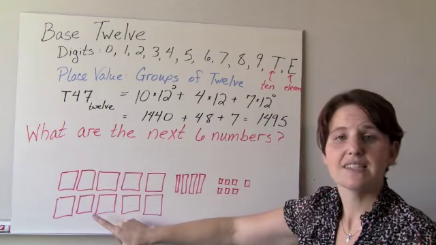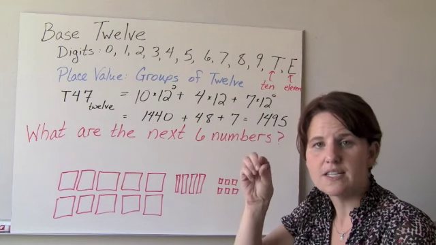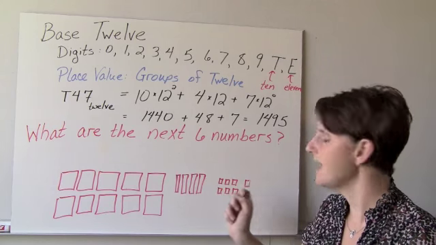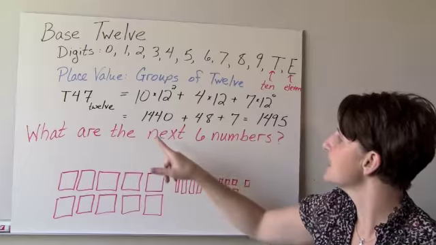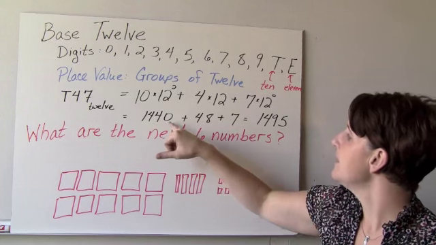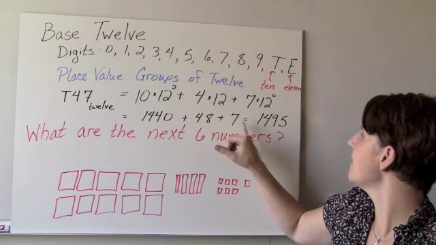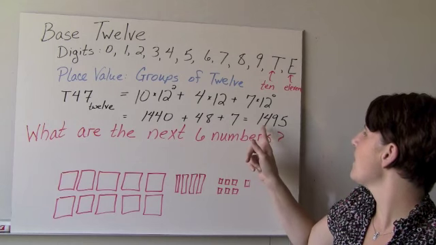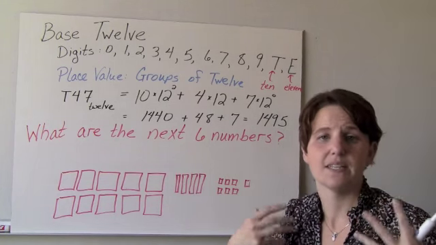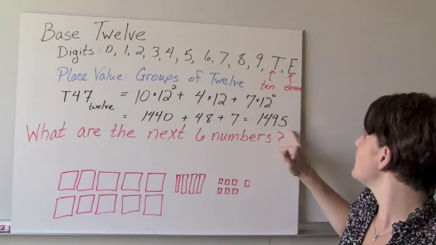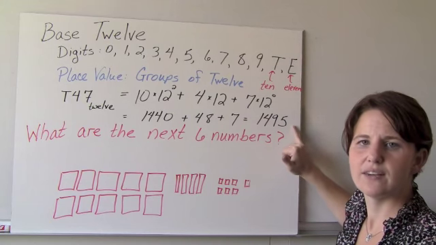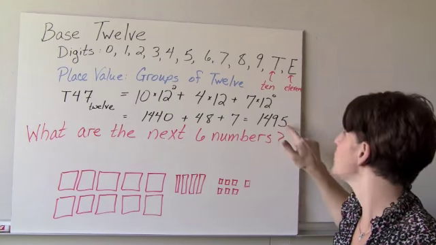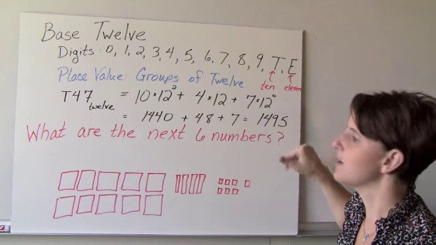Well, each of these flats could be broken into 144 small units. Each long can be broken up into 12 small units. And then the units are already units, so we're going to add all those up. We have 1,440 plus 48 plus 7, and this number, T47 base 12, has a value of 1,495 in our number system. If I do not write a little word down here to say what base we are in, then you assume that we are in base 10.